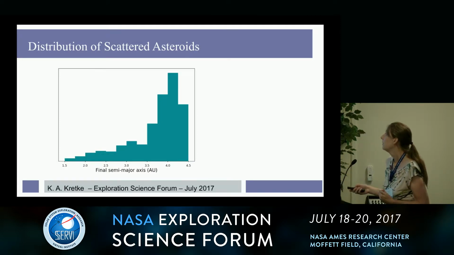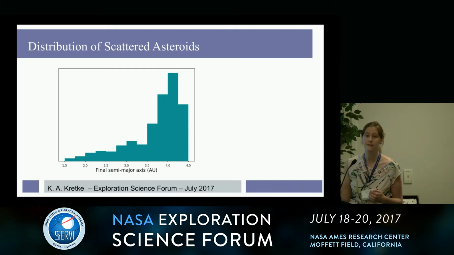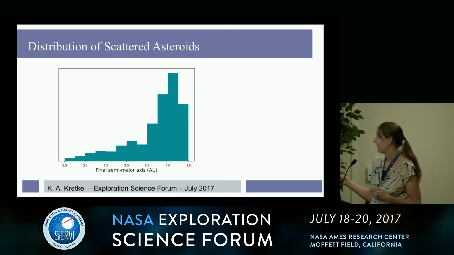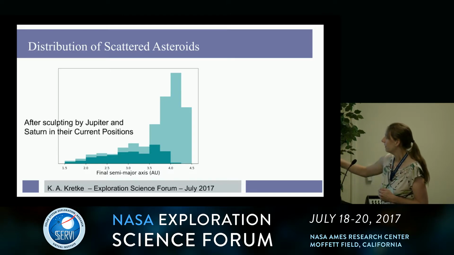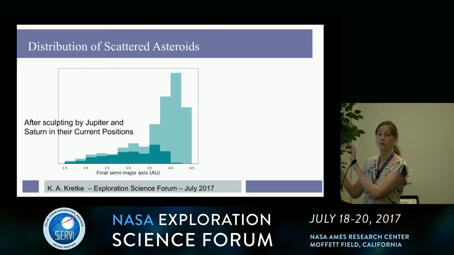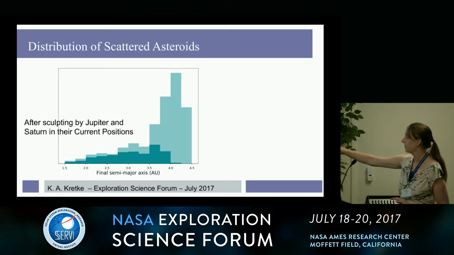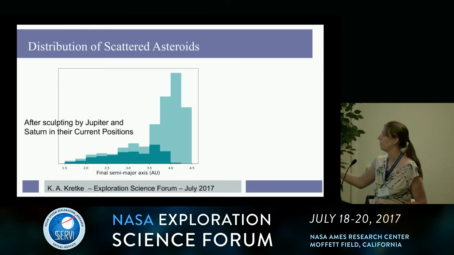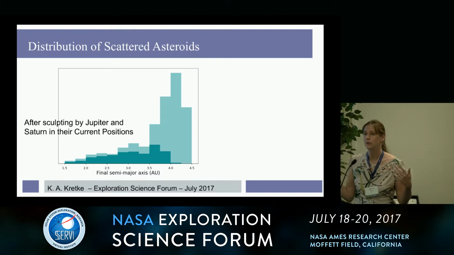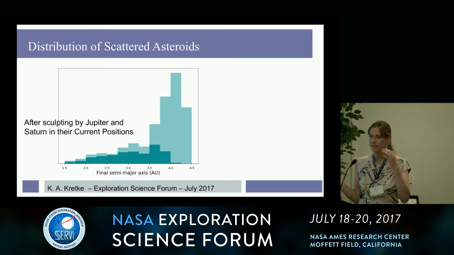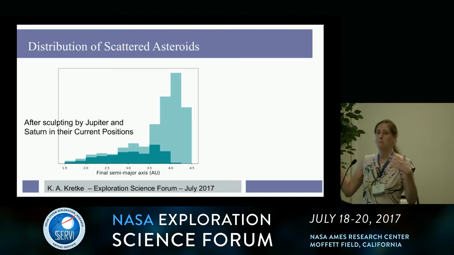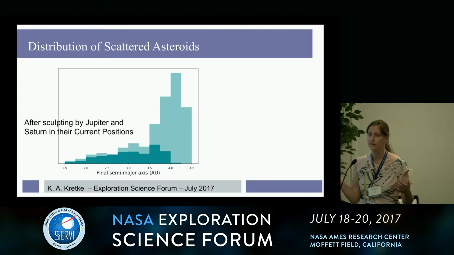So we can look at the bodies which are thrown into the asteroid belt, and if we then place Jupiter and Saturn in their current locations, it can sculpt the asteroid belt to show a population which generally looks fairly similar to what we see for the C-type asteroids. So we can end up broadly reproducing what we see without anything fancy going on in the formation of Jupiter-Saturn other than the fact that they just grew.